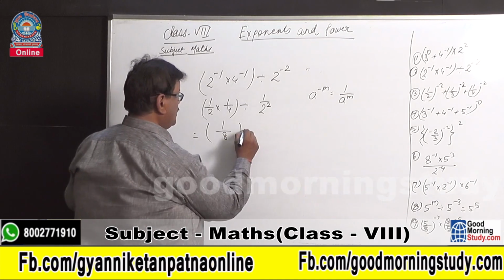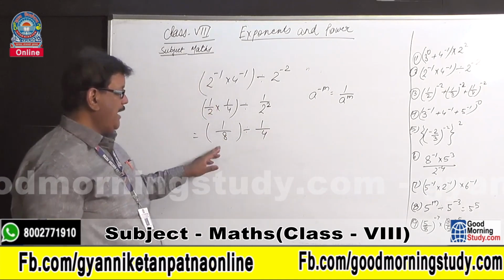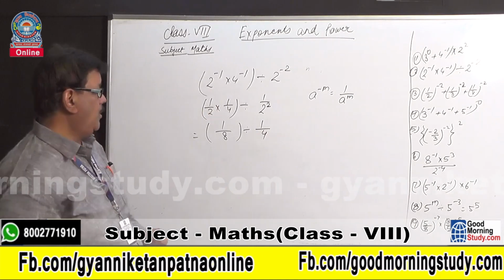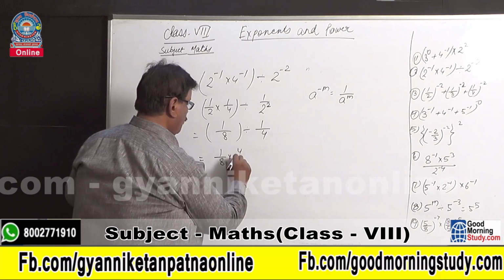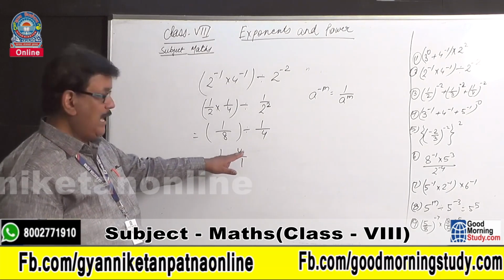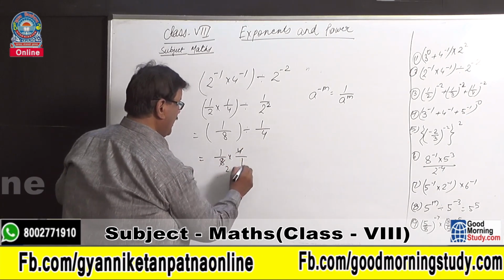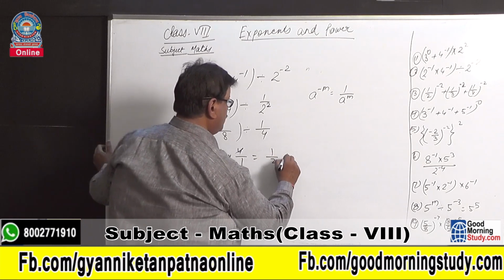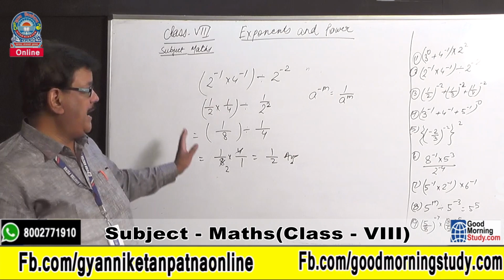1 by 8 divided by 1 by 4. Now let us solve this one. 1 by 8 into 4 by 1. Now eliminate the common factors between 8 and 4, and we will get 1 by 2 as my answer.